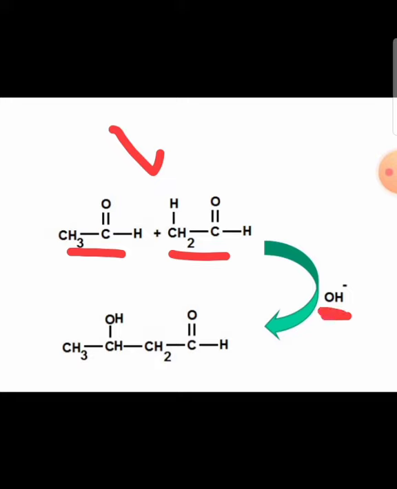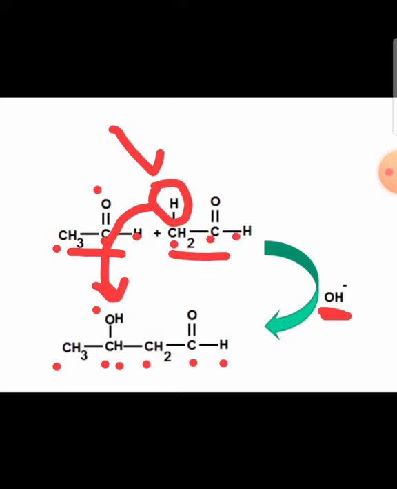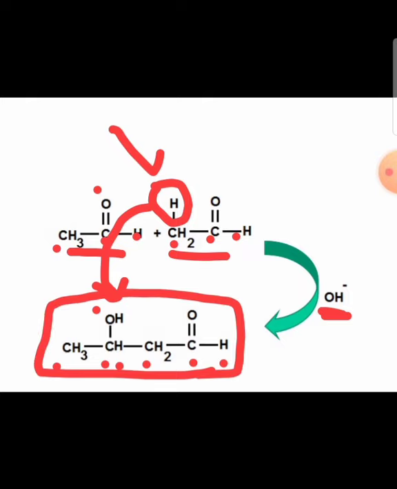Now, you can see here CH3 CHO. Now this hydrogen will be added here. The alpha hydrogen of one acetaldehyde will be added here to form an alcoholic group. Then the remaining CH2 C double bond O H is written here. So this is the structure called aldol.